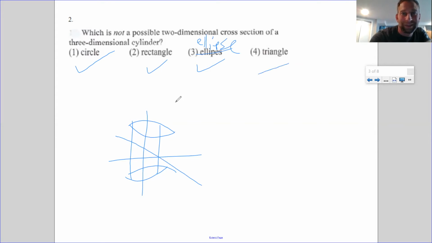A triangle, there's no way to get a triangle from a cylinder. A rectangular prism, I can get a triangle by cutting the corner off, but I can't get a triangle from a cylinder.